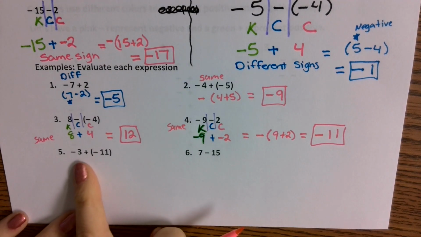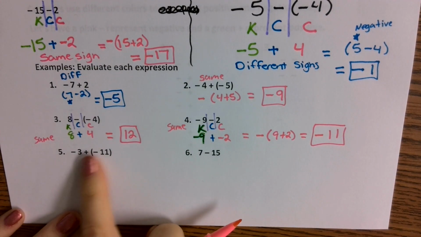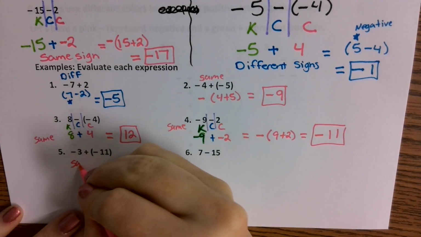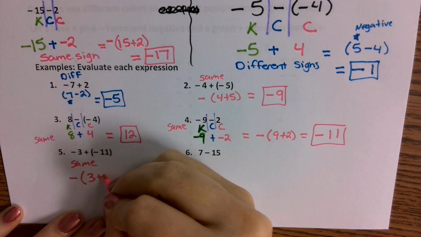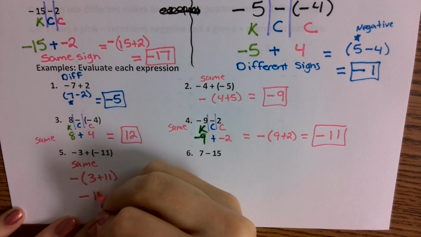Problem number 5, it's an addition problem, and they are the same sign. So I'm going to keep the negative and add the 3 and the 11 together to get -14.